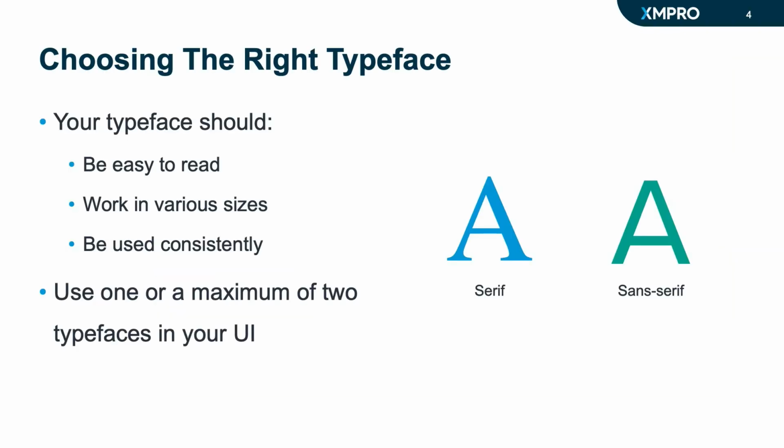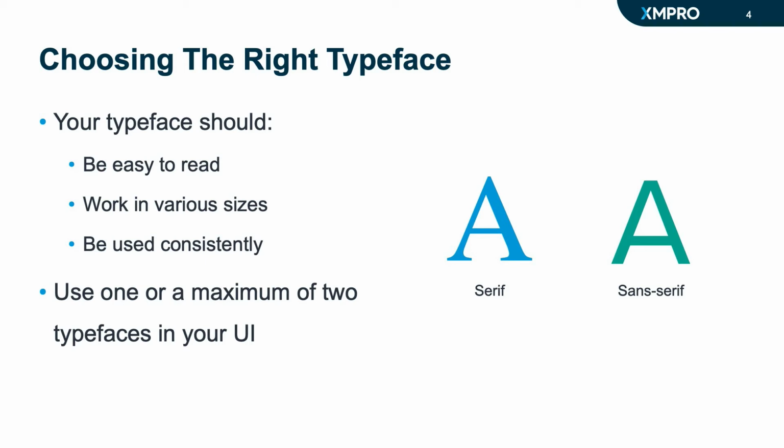Now we're going to look at choosing the right typeface. So what is a typeface? Well, it's actually the correct term for what most people would simply call a font. A font also includes the size and the style of a typeface. So when you create a UI design, you want to choose a typeface that is easy to read and that works in various sizes. The most important thing is that you have to use it consistently throughout your UI.